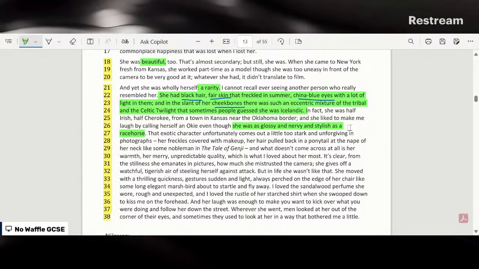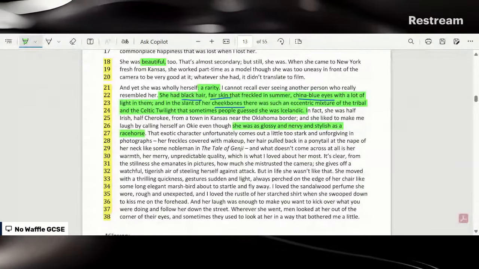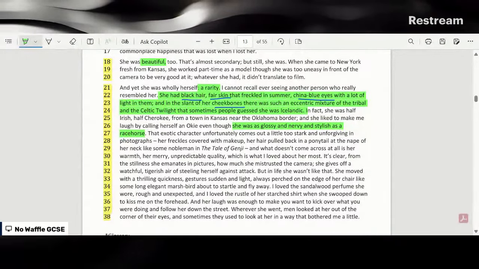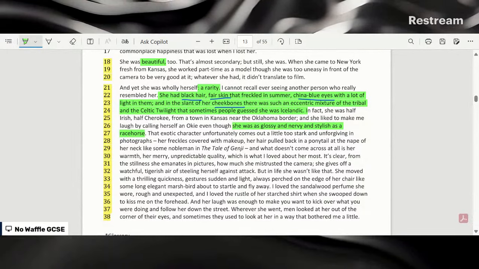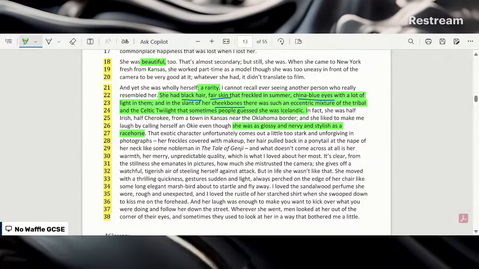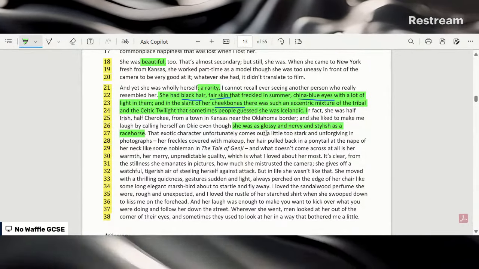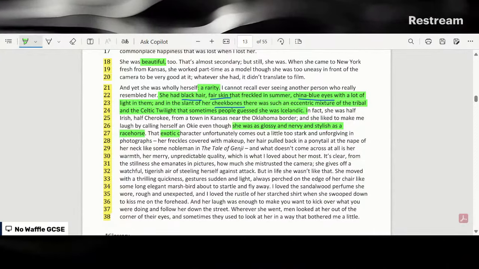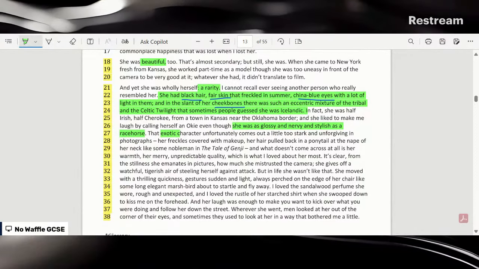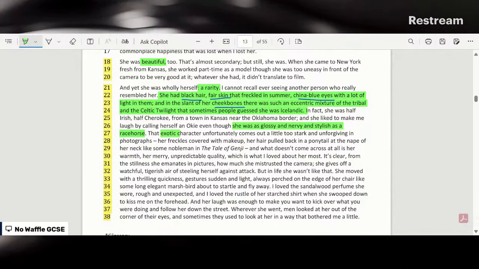Next, that's exotic. That exotic character unfortunately comes out a little too stark and unforgiving in photographs. So she's now being called exotic. Giving human animal features, exactly, so the intertwining of that.